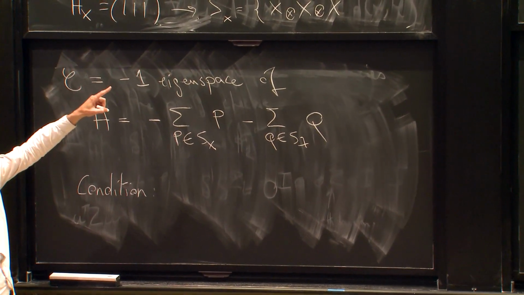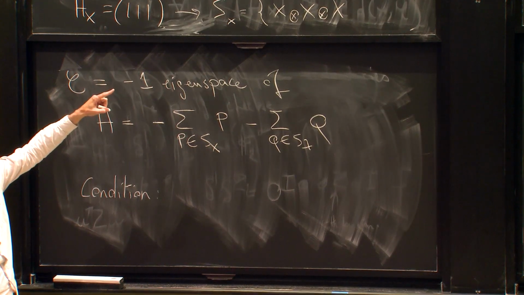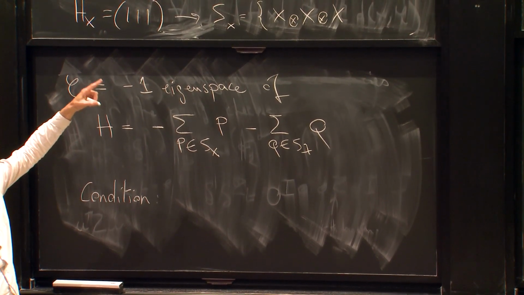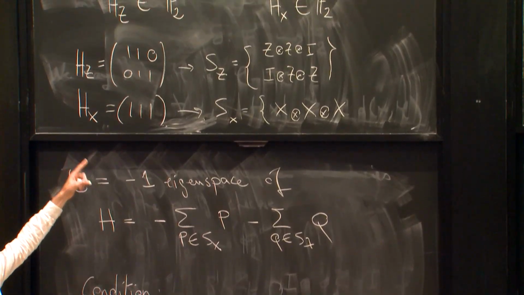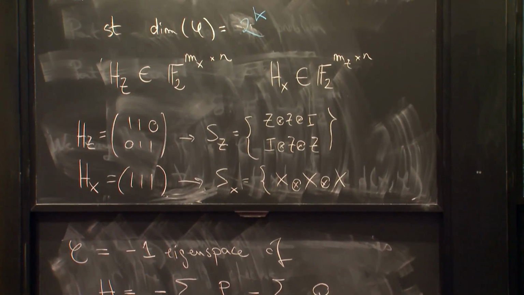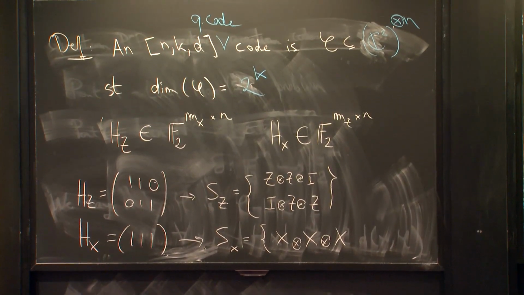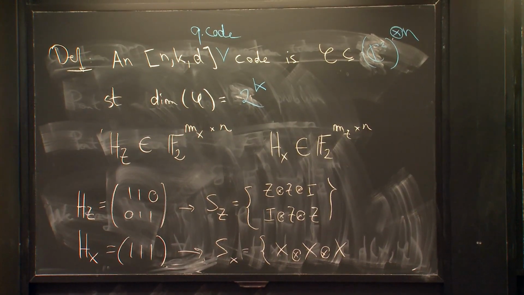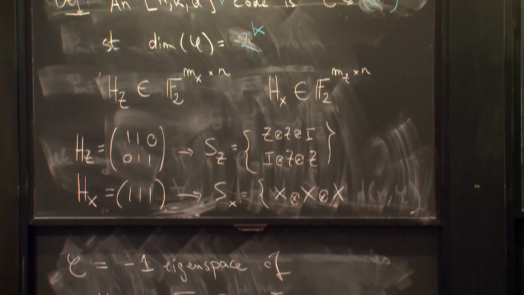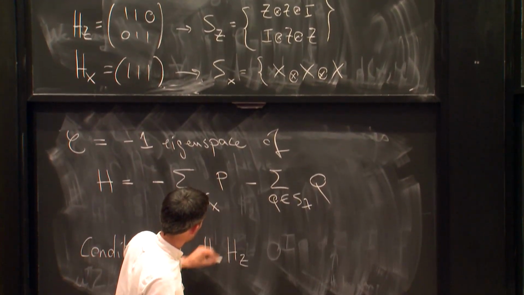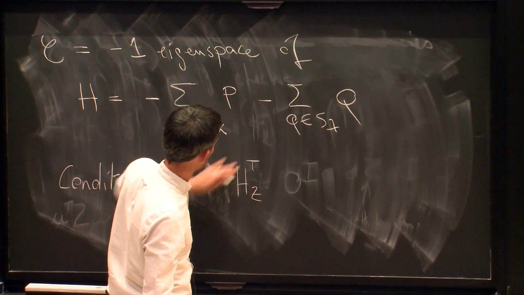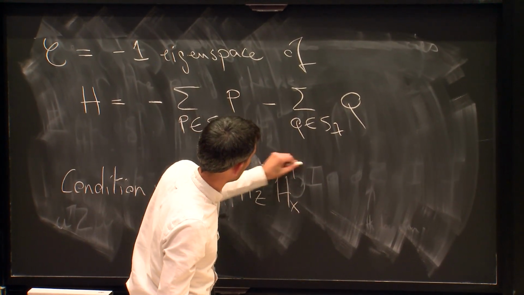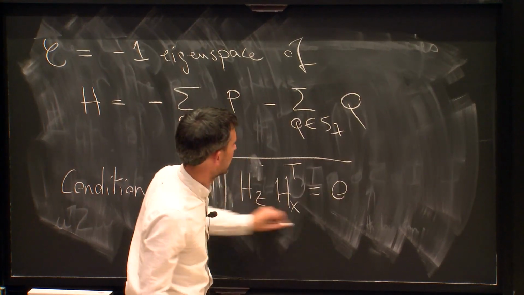The fact that they commute is exactly the condition that the X's and Z's overlap in an even number of positions all the time. So it's exactly the condition that all the rows of HX and all the rows of HZ have even inner product. So I can write that very succinctly as the condition that HX transpose HZ equals 0, okay?